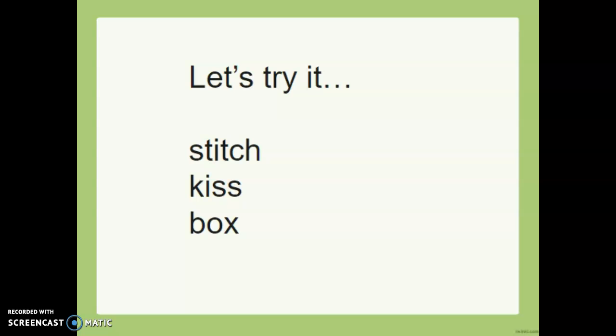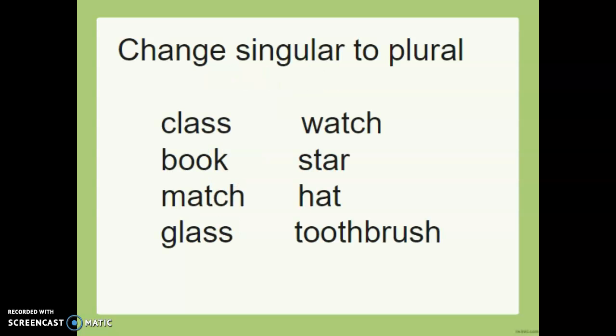Now, your activity is going to be changing these singular nouns to plurals. You've got class, book, match, glass, watch, star, hat, and toothbrush. You need to decide, do I add S or do I add ES? Remember to say them out loud so you can hear whether it's got one phoneme sound at the end of it. Then you'll be able to figure out if it's just an S or whether it's ES. So pause the video, have a go, write these down in your book, and then we're going to check the answers together.